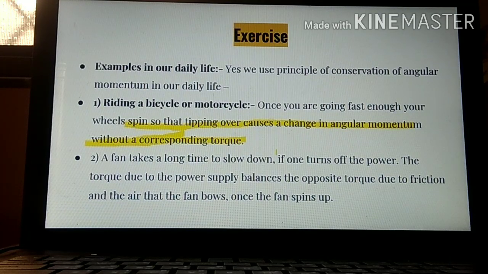The fan takes a longer time to slow down if one turns off the power. The torque due to the power supply balances the opposite torque due to friction and the air.